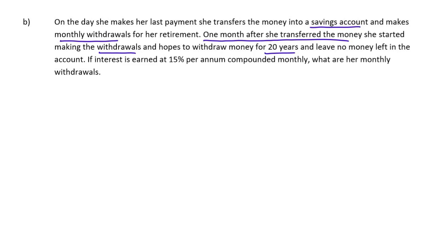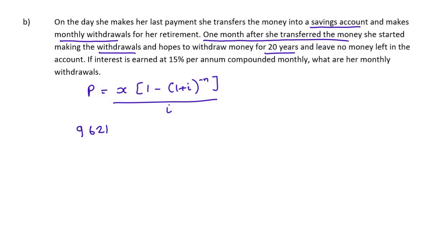So if interest is earned at 15% per annum compounded monthly, what are her monthly withdrawals? So what can she afford? So this is a present value annuity. It's a good example of one where it's not a loan, because otherwise we always think it has to be a loan. So she has 9,621,193 rand and 52 cents. I don't know how much she wants to withdraw. Interest is 15% compounded monthly, which is incredibly high.